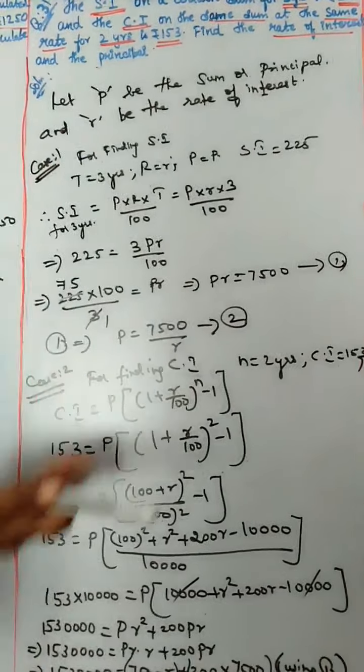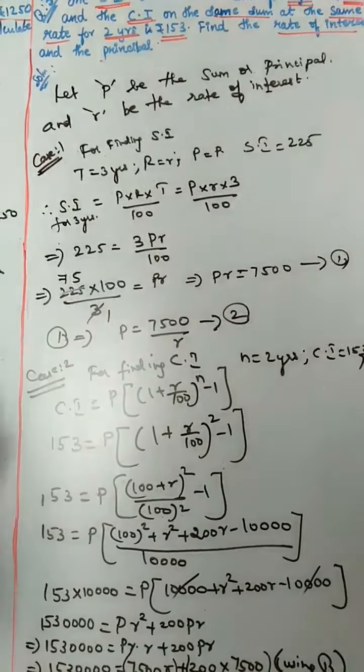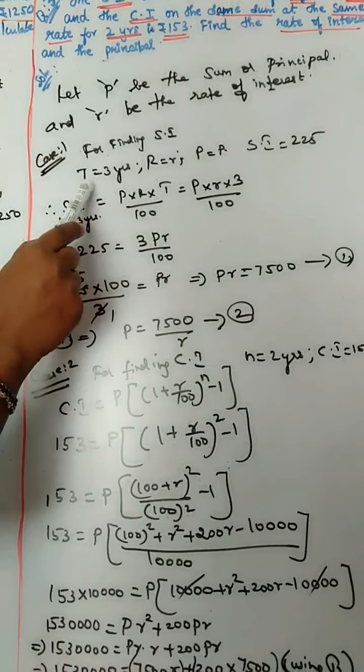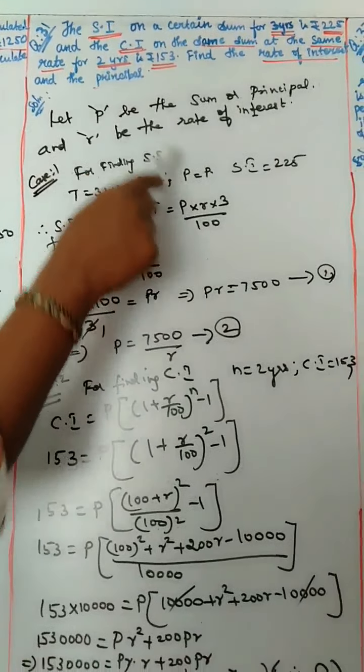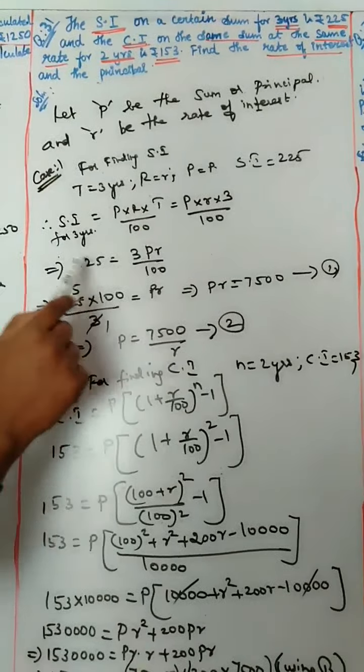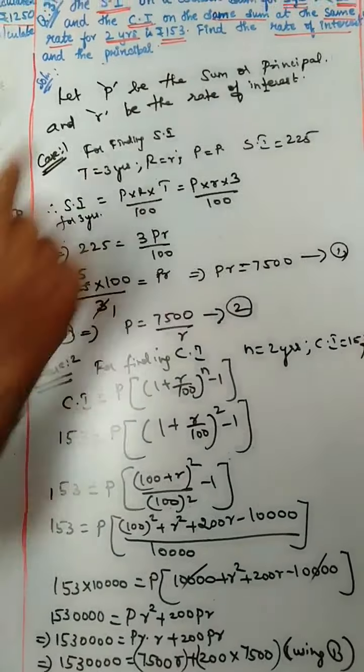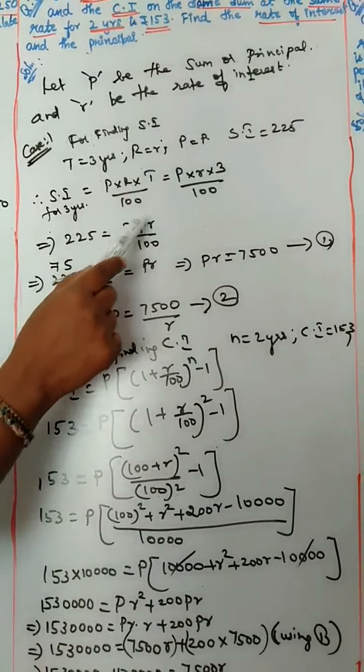Okay, we are considering case 1 and case 2. In case 1, we are finding simple interest for 3 years, which is P into R into T by 100. The time period is 3, and P and R we have assumed as P and R itself. And SI for 3 years is given in the question as 225. 225 equals 3PR by 100.